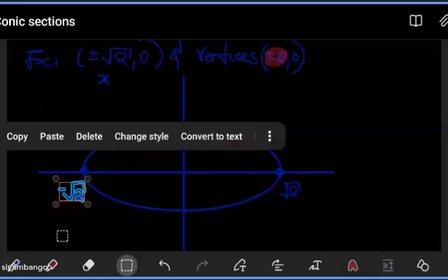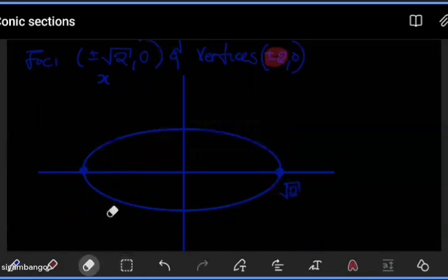Since this is for the foci, it's not here. The foci is here and here. So this is where we have minus root 2, and this is where we have plus root 2. And then for the vertices, we have this one. So we have minus 2, and we have plus 2. So that is what we have there. So we have sketched it.